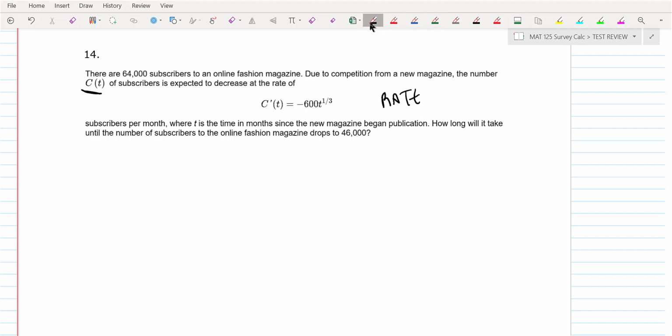If I give you a rate, you have to integrate to get the original function. So the first thing you have to do is C of t is going to be the integral of -600 t to the 1/3 dt. I'm giving you a marginal or a rate of change, so you have to integrate to take it back to the original function. That's not a U substitution integral. That is a basic power rule integral. So step 1, we need to do that. You can bring the -600 out, or you can bypass this step if you want to.